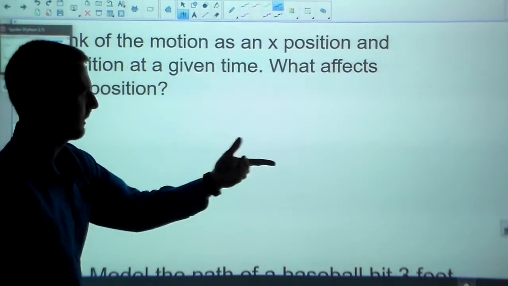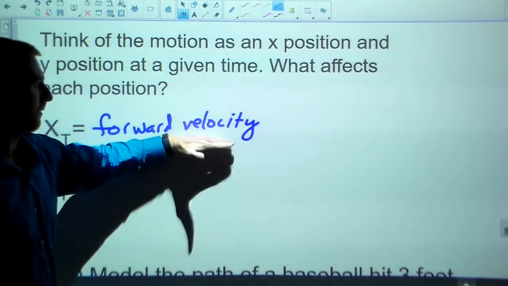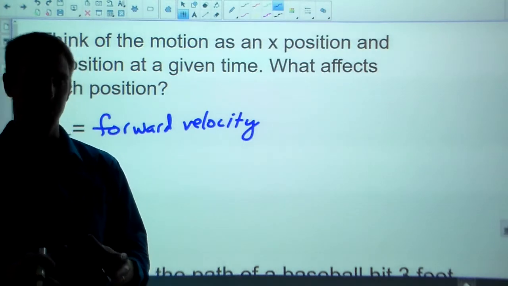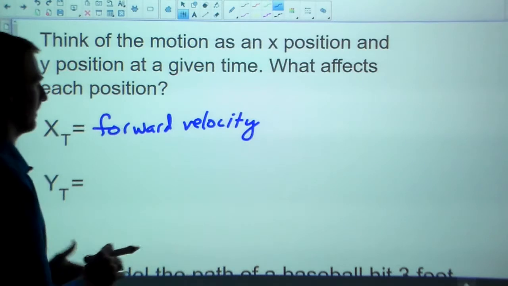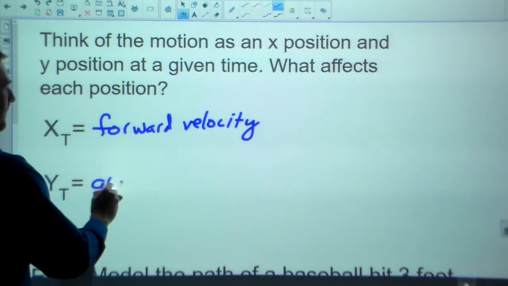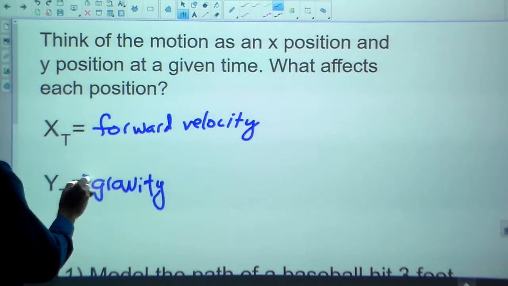So again, for the X direction, just forward velocity, that's it. Now I'm using that word velocity. You're going to see a lot of things from back in chapter 6 with vectors come up today. This is going to tie into physics, so you're going to see a lot of that stuff again. All right, for Y, gravity is probably the number one thing. And here's the other thing, it's negative.